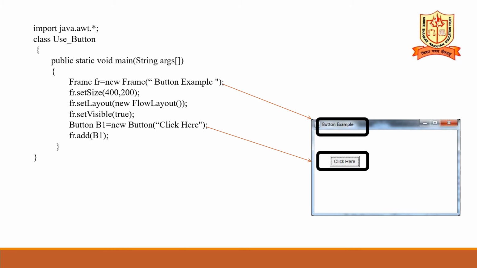creating this button you have to add it in the frame, that is FR, which is the object of the frame. FR is the object of the frame. So FR dot add, what is the object of the button? B1. I think it is clear, all of you.